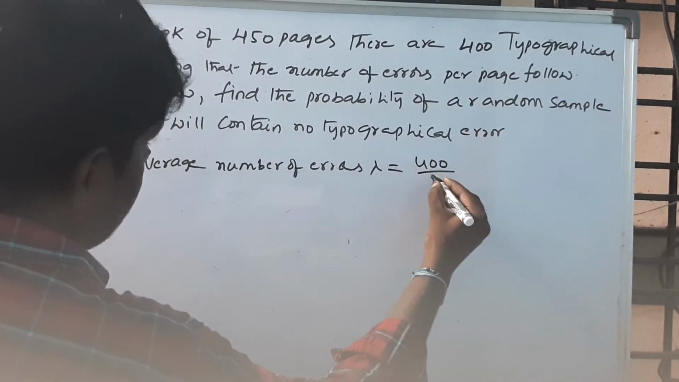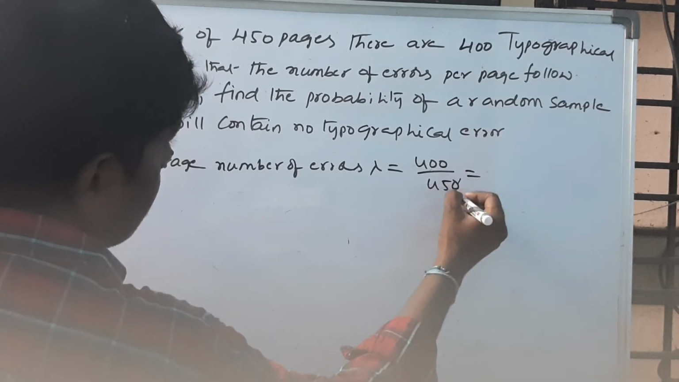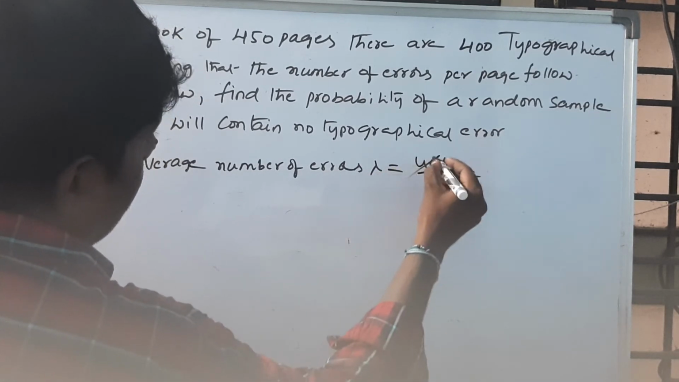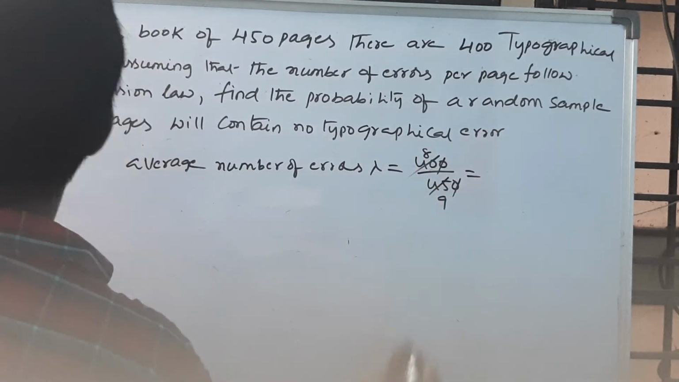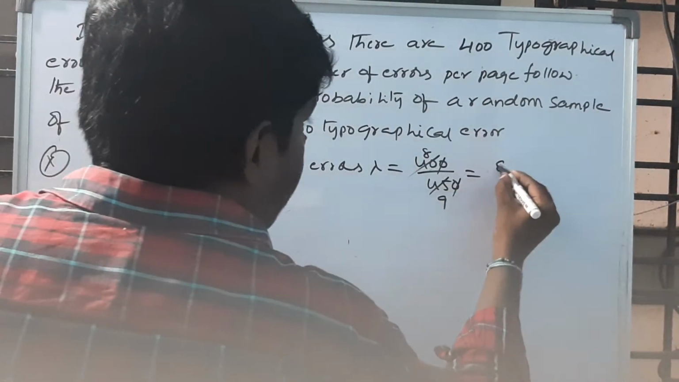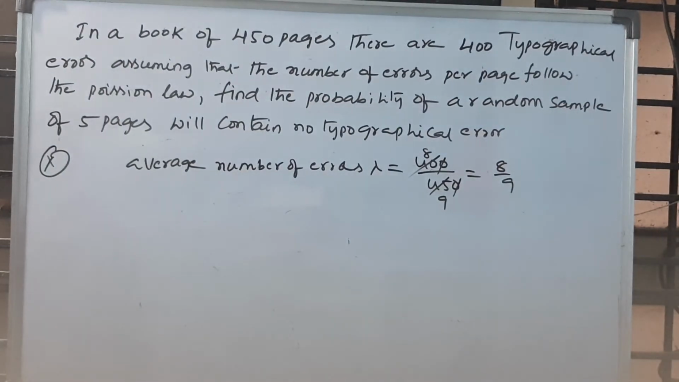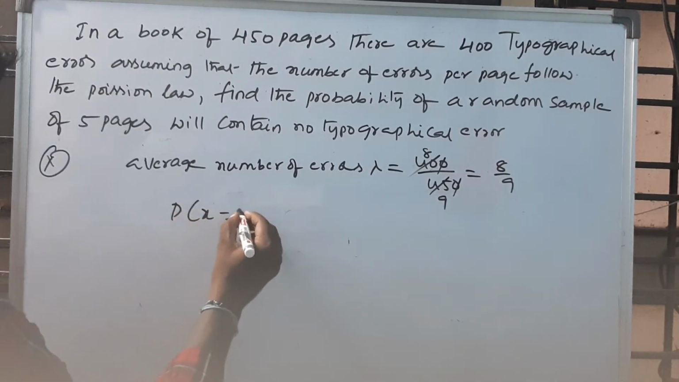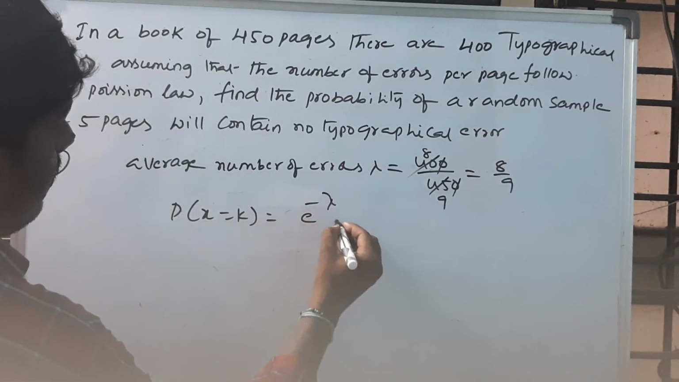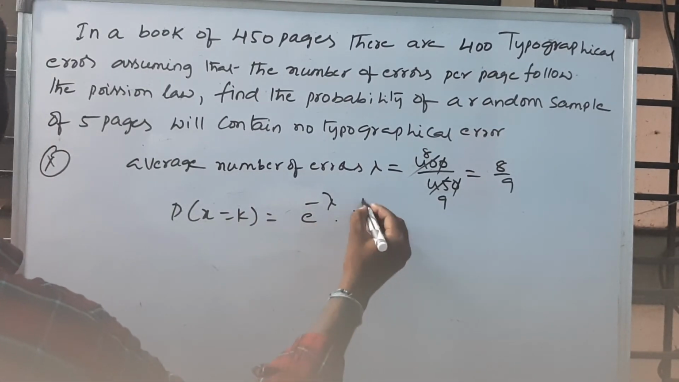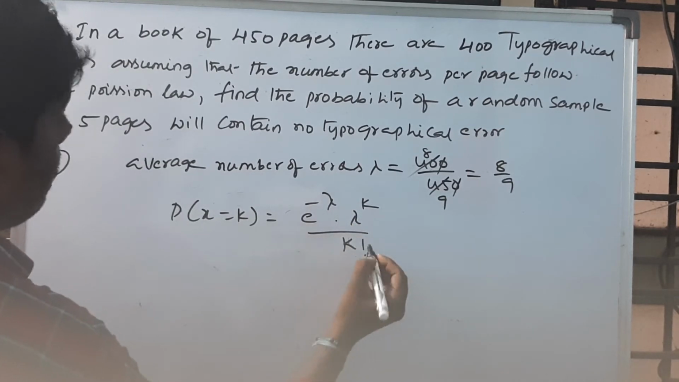Total how many pages are there? 450 pages. That is equal to, here the 0 0 cancel, 8 5 8 0 5 9 0. So 8 by 9. So the probability that a page contains k errors, the Poisson rule applies: P of x equal to k is e power minus lambda into lambda power k by k factorial.